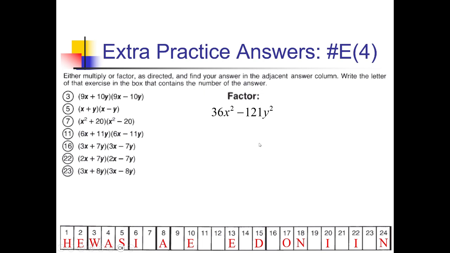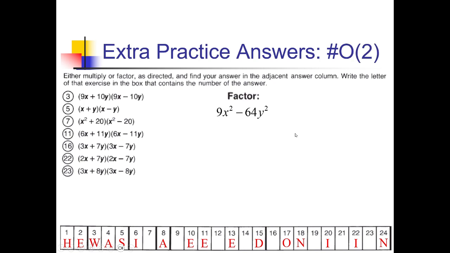This problem is the fourth E, which isn't a shocker. E is a pretty common letter. But now square root of 36x squared, that's 6x. Square root of 121y squared, that's going to be 11y. So plus 11y and 6x minus 11y. And then that's number 11. That's a nice coincidence there. So 11 is getting an E. Wow, 2 E's in a row.